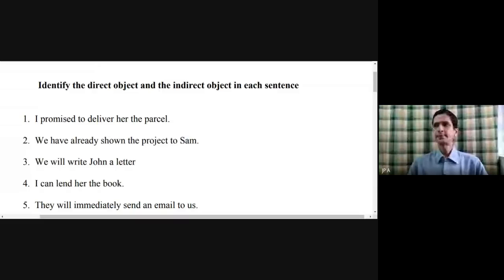Okay, it is correct. Many answers have come in. They are all correct. Sam is the indirect object. The third one, we will write John a letter.